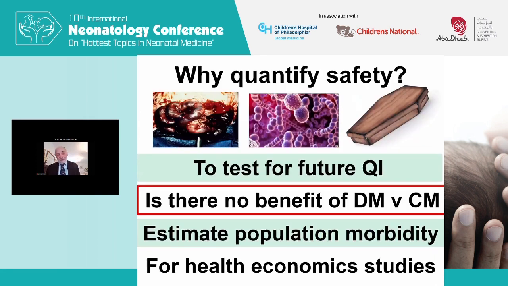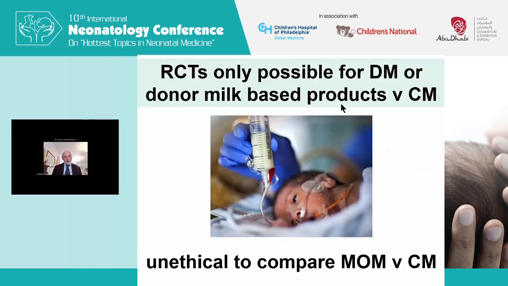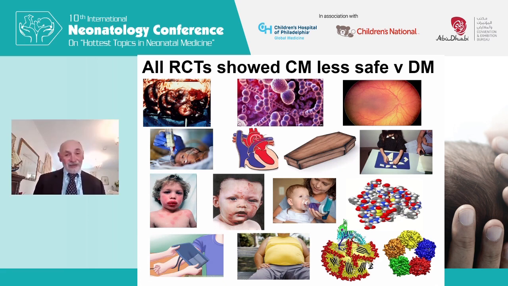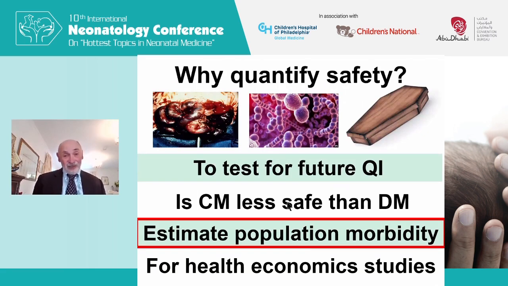Another reason why you might want to quantify safety is to address specific issues, like: is it really true that there is no benefit of donor milk once it's been pasteurized compared to cow's milk products, which has been claimed by a number of neonatologists? Well, randomized trials are only possible for donor breast milk products versus cow's milk. It's unethical to compare mother's milk with cow's milk. So all these 15 outcomes derived from randomized trials have been the results of comparing donor breast milk with preterm formula. And you can see that the cow's milk groups, as I presented in my talk, have had greater morbidity.